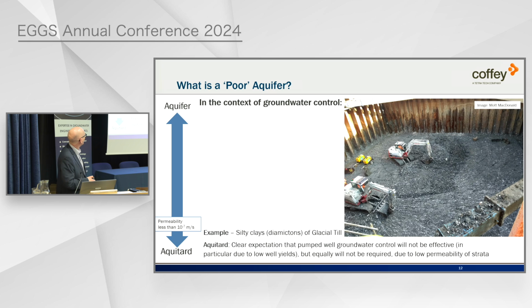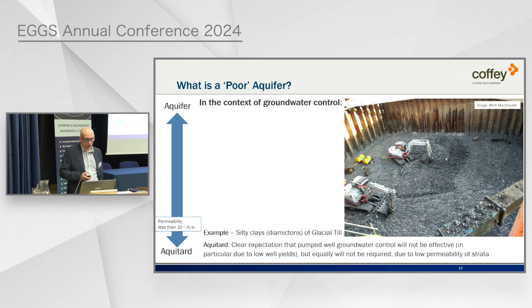So if we look at the aquitard end of things, and I know the people from Mott's are in the room, this is from the Boston Barrier. What you're looking at here is the exposed glacial till, a diamicton with white fragments of chalk particles in it, in the bottom of the cofferdam. In an aquitard, you have a clear expectation that pumped well groundwater control will not be effective, primarily due to low well yields. But equally, you probably don't need groundwater control because the material's very low permeability and probably behaves in an undrained manner.